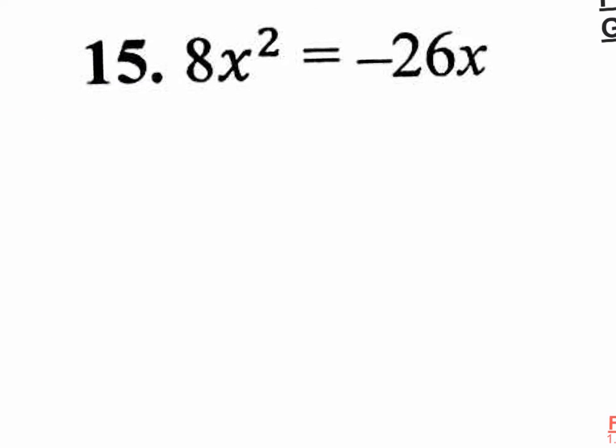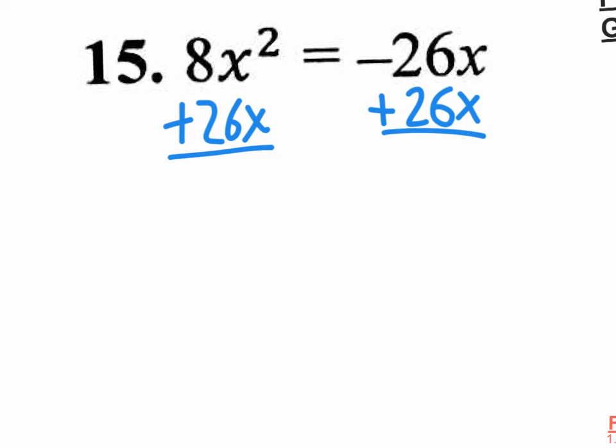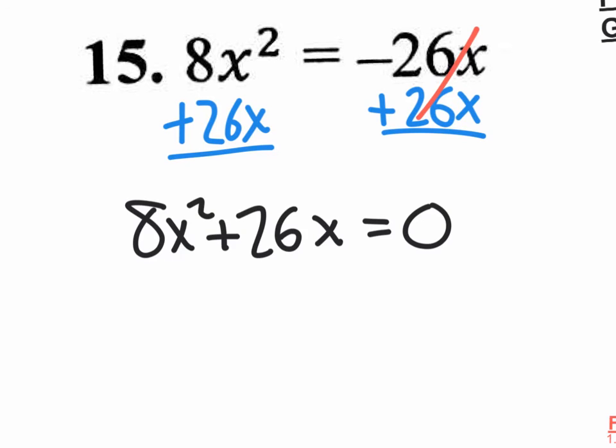I'm going to give you time to do it. I'm going to pause it, and then we'll jump to the answers. So obviously, we want to set it equal to 0. You're going to add 26x to both sides. You can't really add it to the left side. You're just going to rewrite it. So now we do have the equation equal to 0.